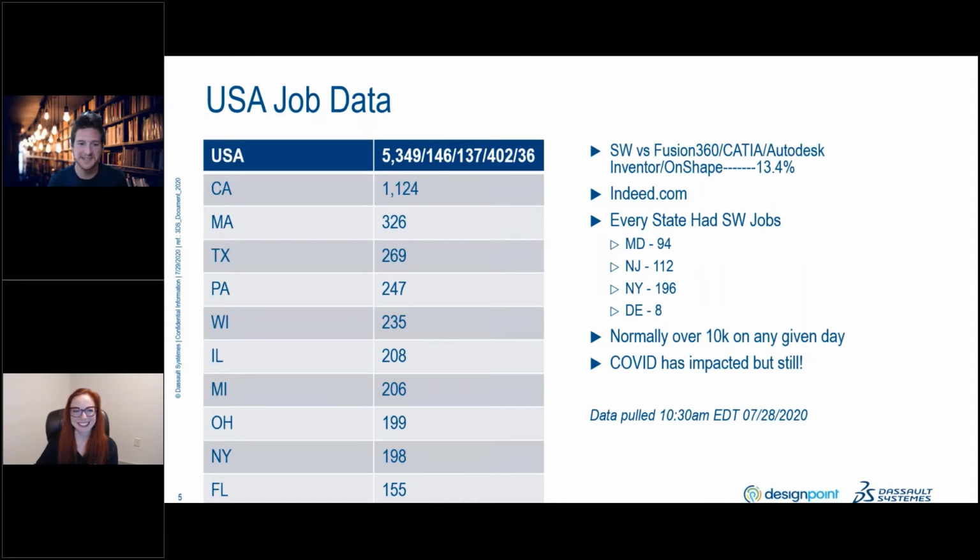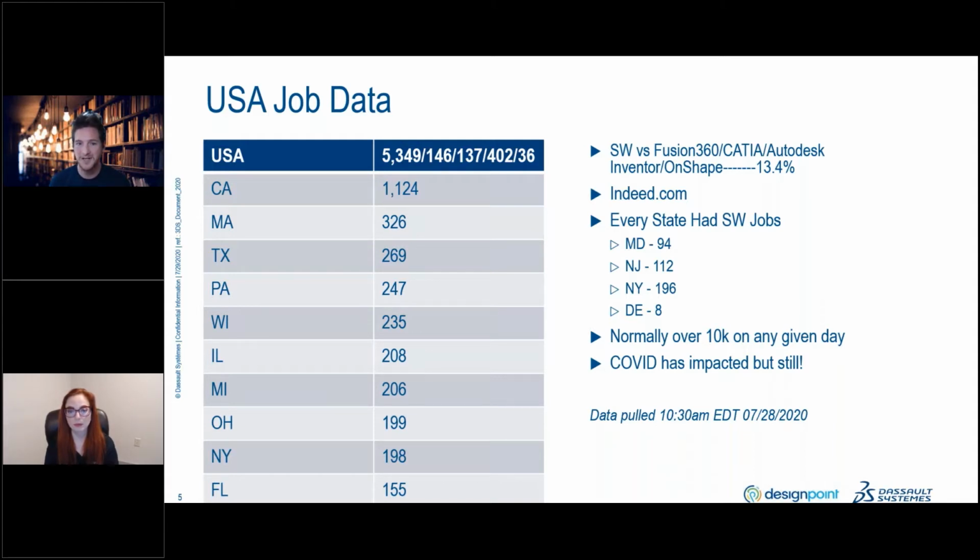So if we take a look here at the data, right now there are about 5,000 jobs in the US for SolidWorks jobs. Normally, there are actually around 10,000, but right now with COVID, there's been a drop. You can see a few of the top states right here: California, Massachusetts, Texas, a large amount of jobs. But we also took a look at your specific states, like Maryland, New Jersey, New York, and Delaware, and you can see there's still a significant amount of jobs.